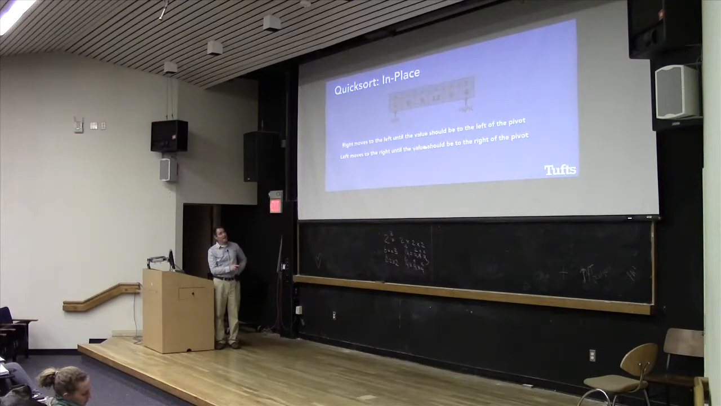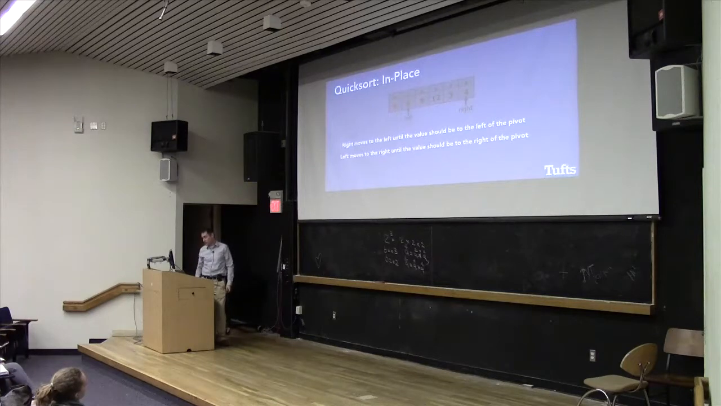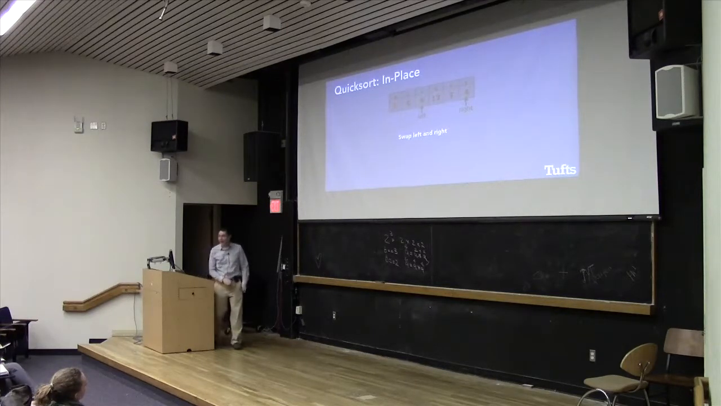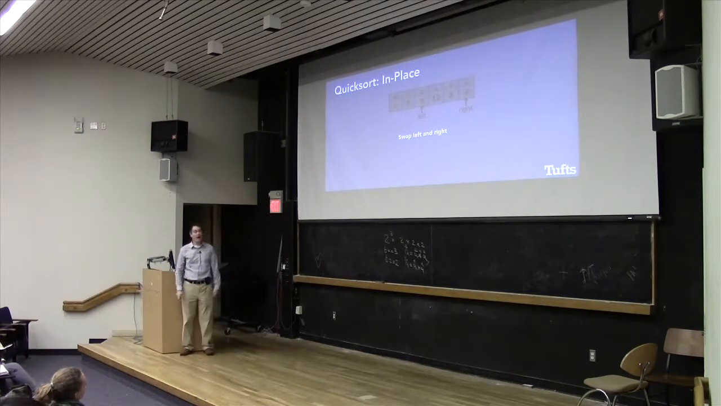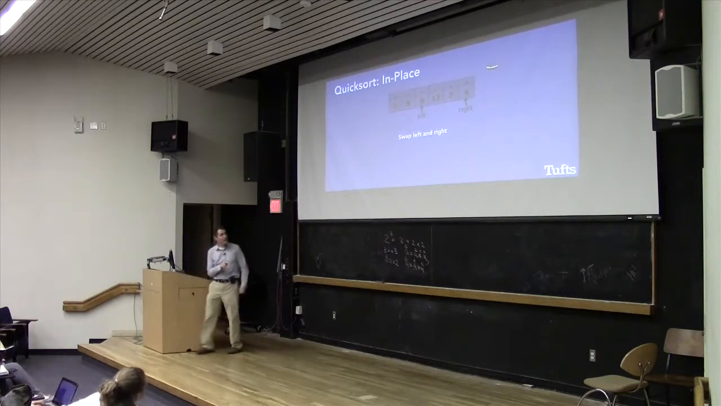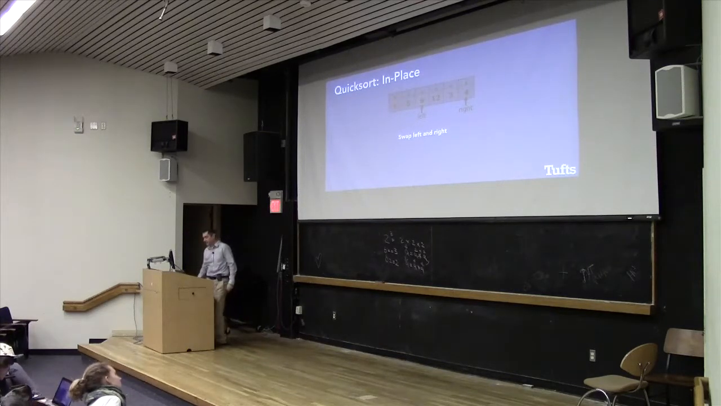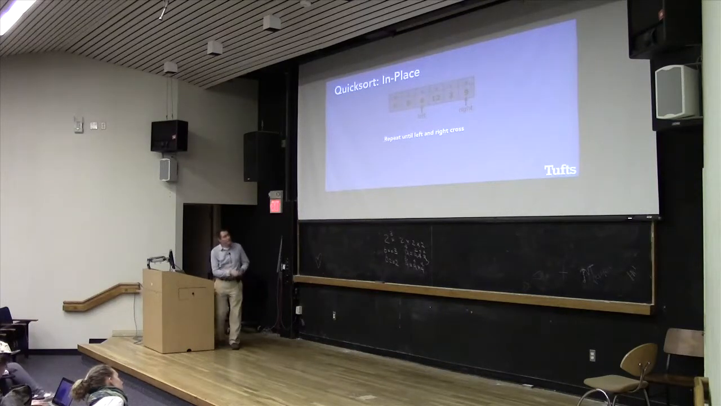Left goes to the right until the value should be to the right of the pivot. Okay, starts here. 6 should not be to the right of the pivot. 5, should 5 be to the right of the pivot? No. Should 9? Yes, okay, so watch. We're going to move left over to there. And all you're going to do now is swap the left and the right. So 9 and 4 get swapped, like this, and then you repeat the process.